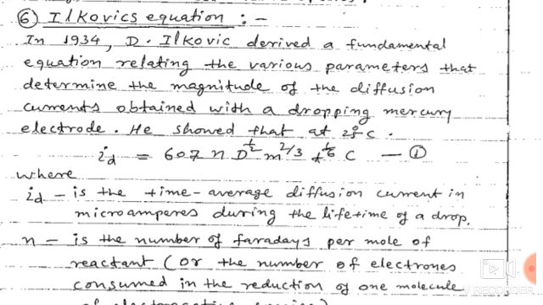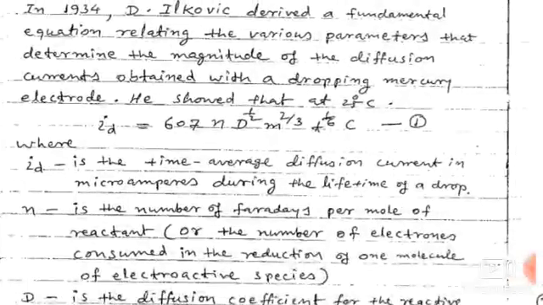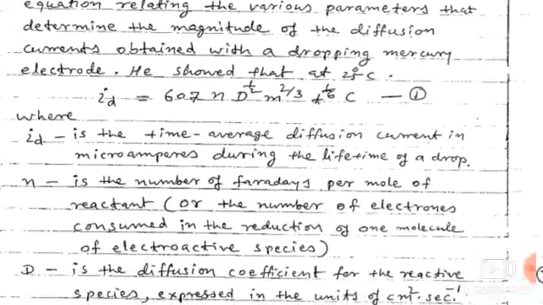In 1934, D. Ilkovic derived the fundamental equation relating the various parameters that determine the magnitude of the diffusion current obtained with a dropping mercury electrode. He showed that at 25 degrees Celsius, that is at room temperature, Id is equal to 607 n D to the power half m to the power 2 by 3 t to the power 1 by 6 into C, which is equation 1, where Id is the time average diffusion current in microamperes during the lifetime of the drop.